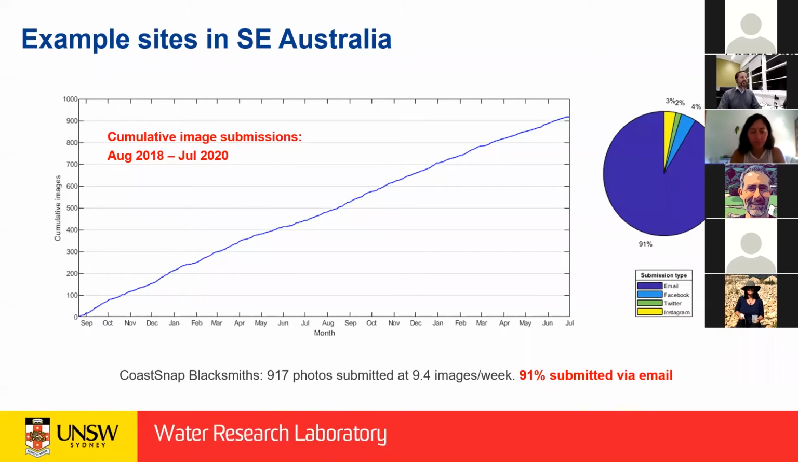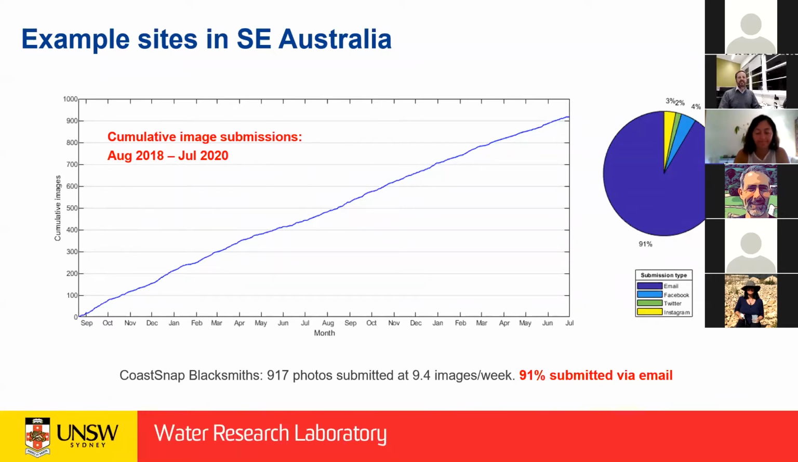The first thing you can see is it's been going since August 2018, so getting on 2 years now. And we haven't seen a drop off in submissions. We're getting steady participation, high engagement. At this site, we get about 9.4 images per week, so more than one a day. We've had getting on 1,000 images submitted from this site.